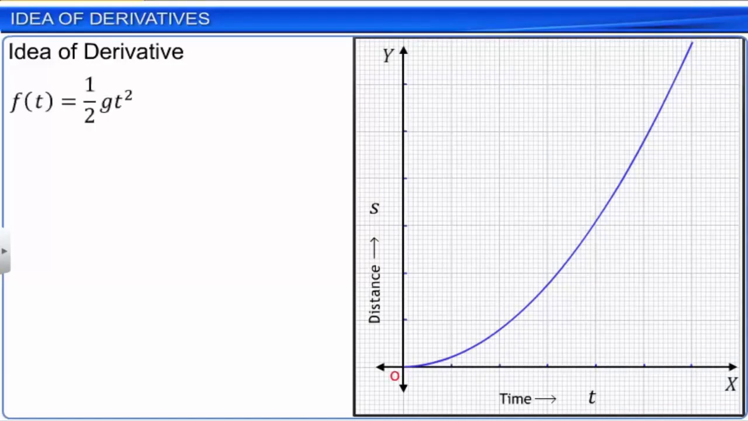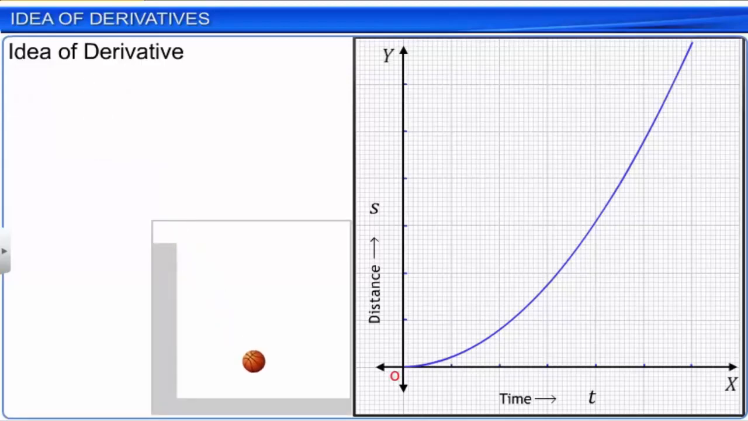The graph represents the function g t square divided by 2. Here g is a real number. The concept of the derivative comes when we wish to find the velocity at a particular instant. Suppose we wish to find the velocity of the body at a particular instant, say after a seconds.